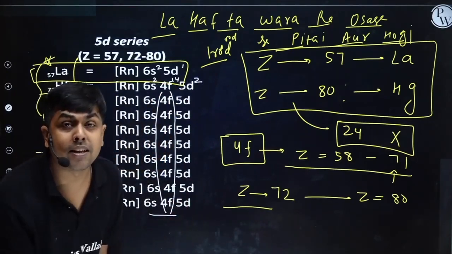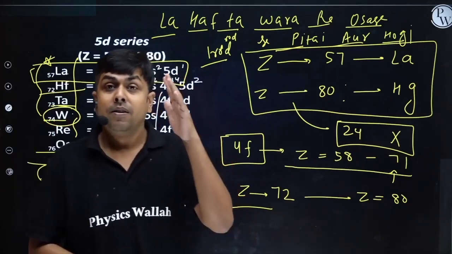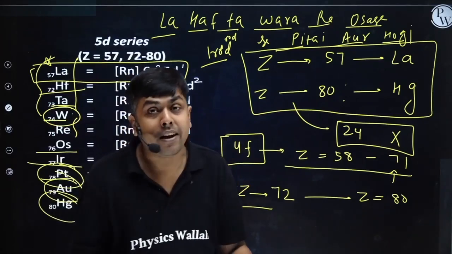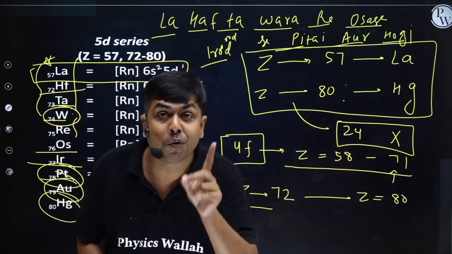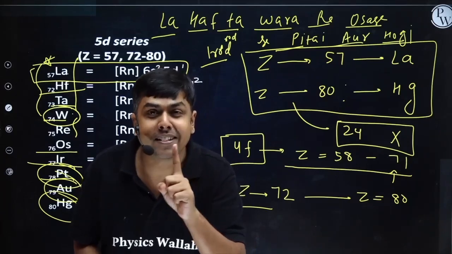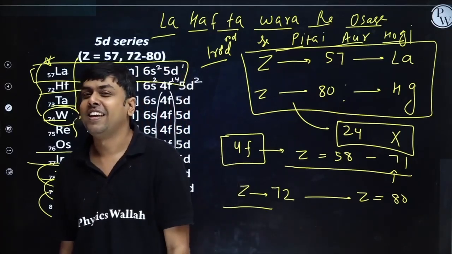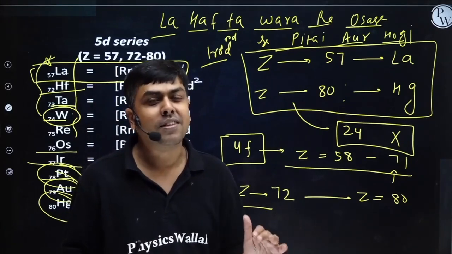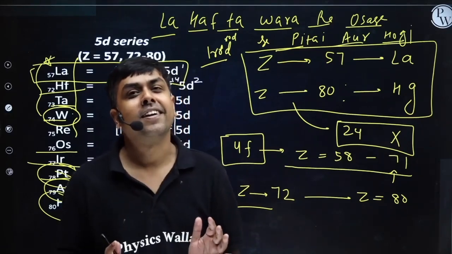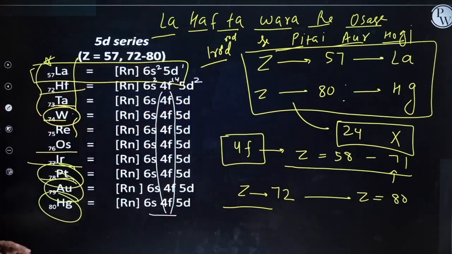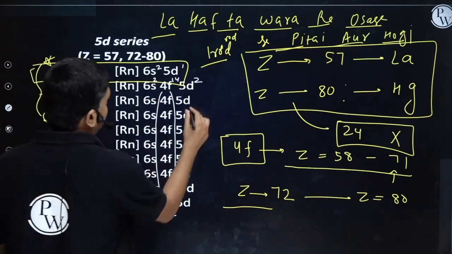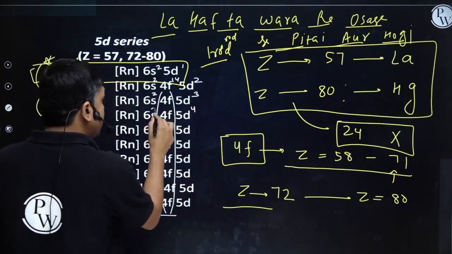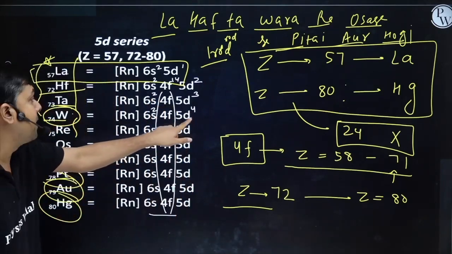In the 5D series, just after lanthanum, all the 4F subshells are completely filled, and only then does the electron enter the 5D subshell. Am I clear, students? So here we can say Z effective will be somewhat more because this 4F subshell has a poor shielding effect. We'll talk about that. Now, tantalum 5D3, 6S2, then 5D4, 6S2, no D5. Am I clear?